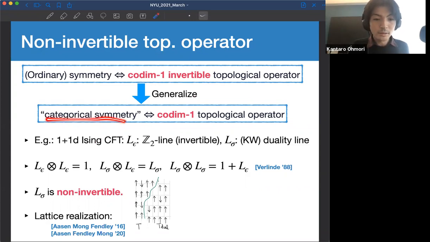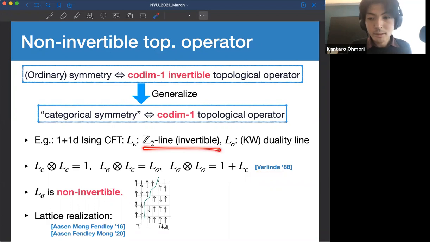That's called the categorical symmetry, because these topological operators are described by a type of category. An example of such a non-invertible line is in the critical Ising CFT, essentially found by Fradkin back in the 80s. So this is the Ising model.